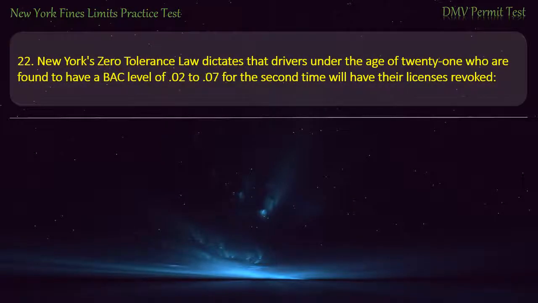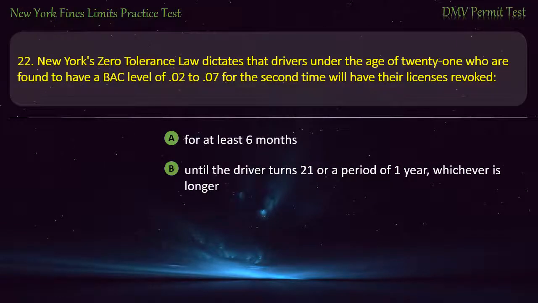Question 22. New York's zero-tolerance law dictates that drivers under the age of 21 who are found to have a blood alcohol level of .02 to .07 for the second time will have their licenses revoked. For at least 6 months. Until the driver turns 21 or a period of 1 year, whichever is longer. For at least 3 years. For at least 2 years. Answer. Until the driver turns 21 or a period of 1 year, whichever is longer.